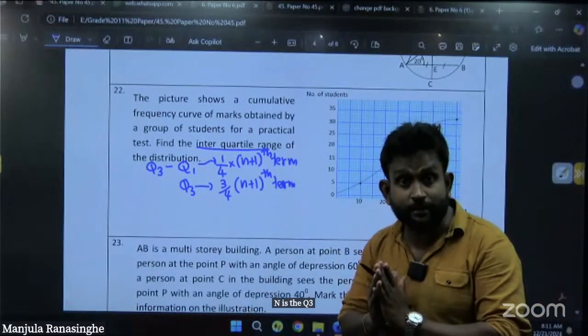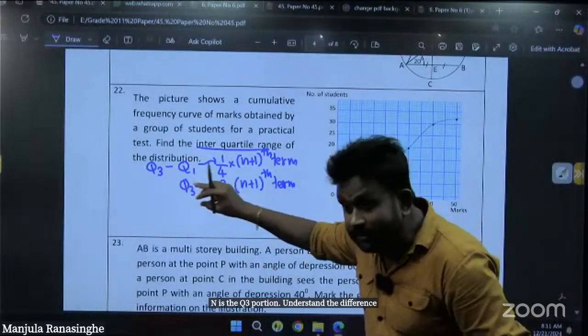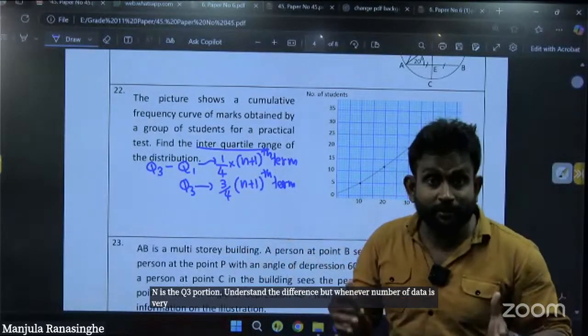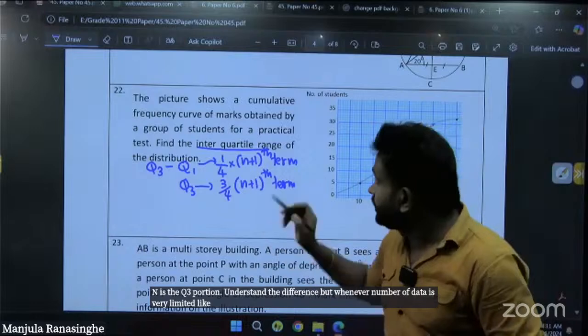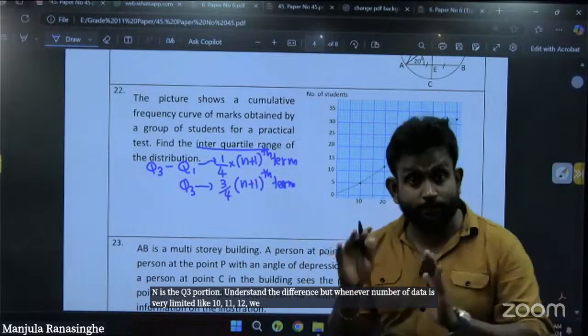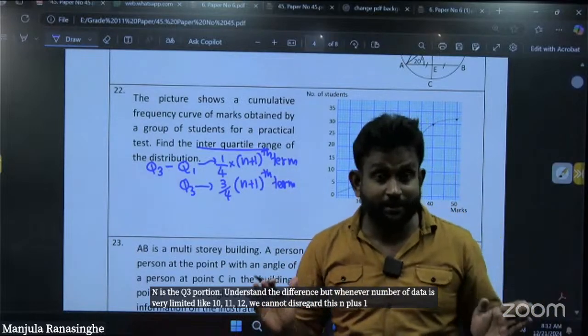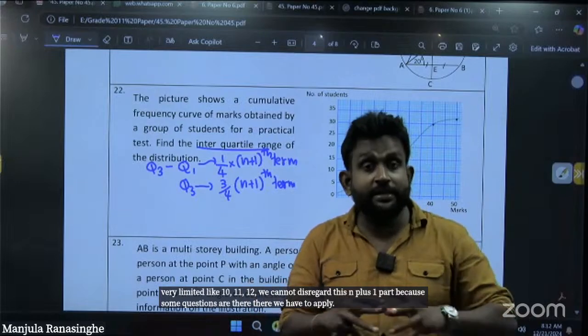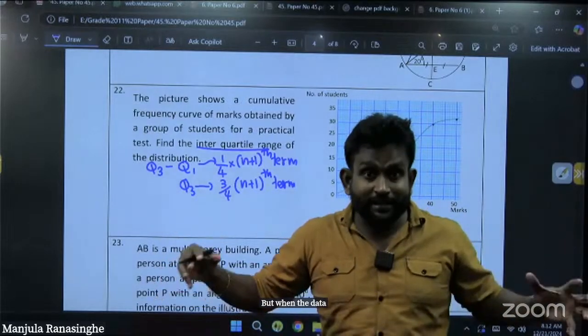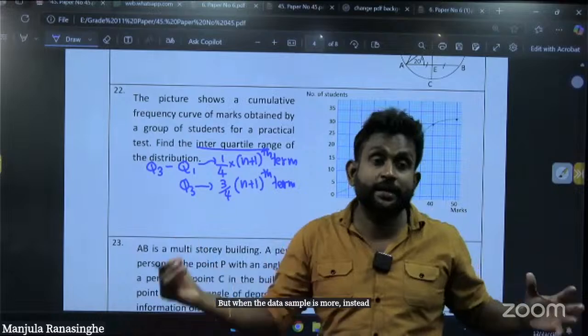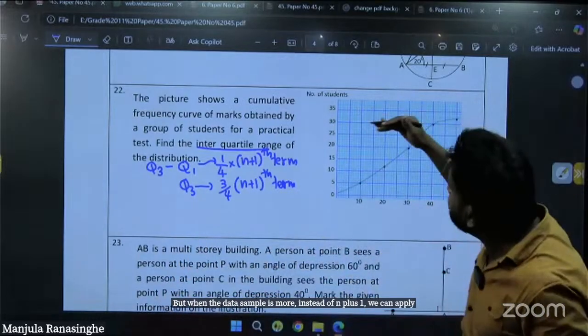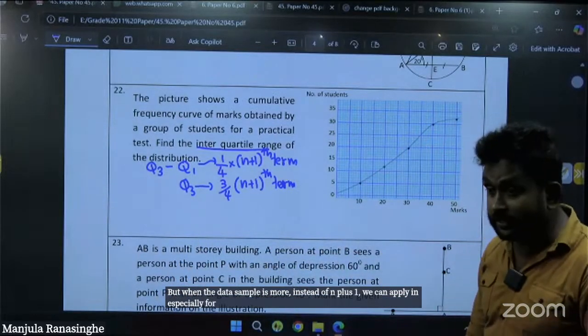Understand the difference? Whenever the number of data is very limited, like 10, 11, 12, we cannot disregard this n plus 1 part, because in some questions we have to apply it. But when the data sample is larger, instead of n plus 1, we can apply n, especially for this cumulative frequency curve.